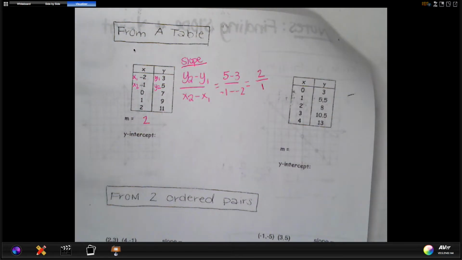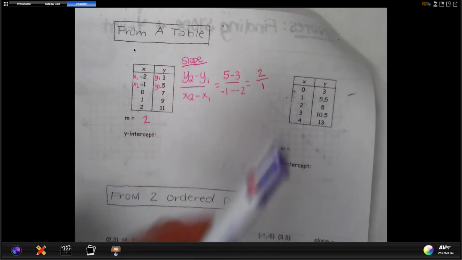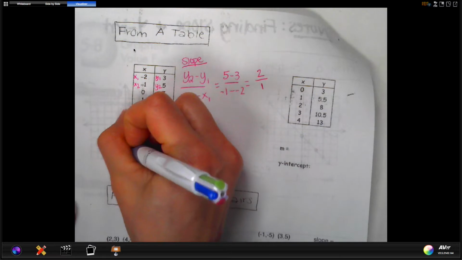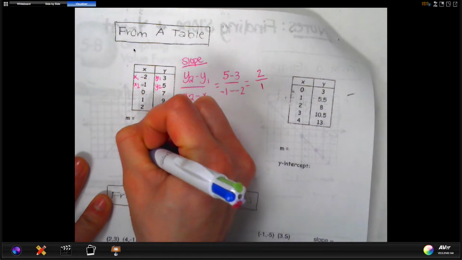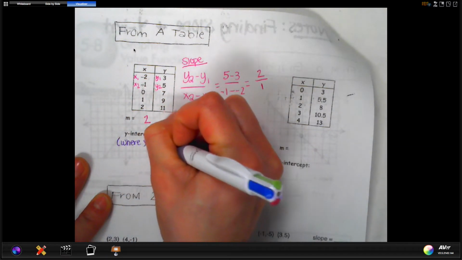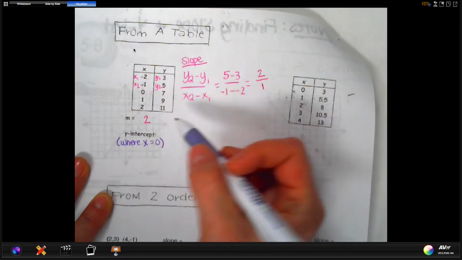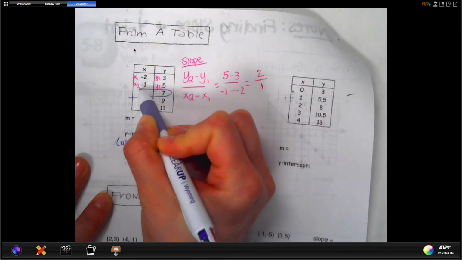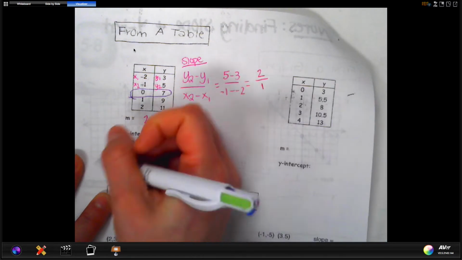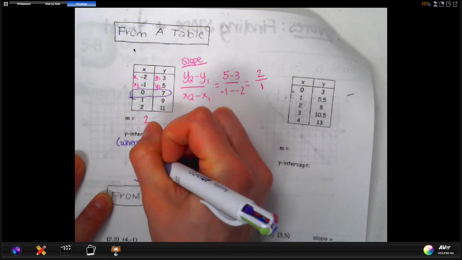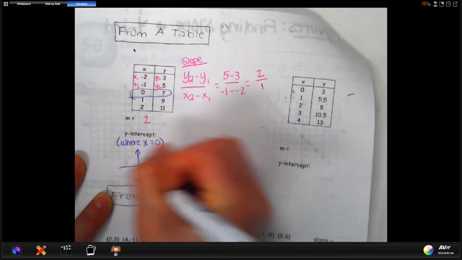Now, y-intercept is where that graph, if you were to graph all these ordered pairs, would cross the y-axis. And so you've got to think about this. It's going to cross the y-axis at the ordered pair where x is equal to 0, okay? And so let's think about this. Our answer is right here. X is equal to 0 where y is 7. What that would be on a graph really quickly is this, okay?